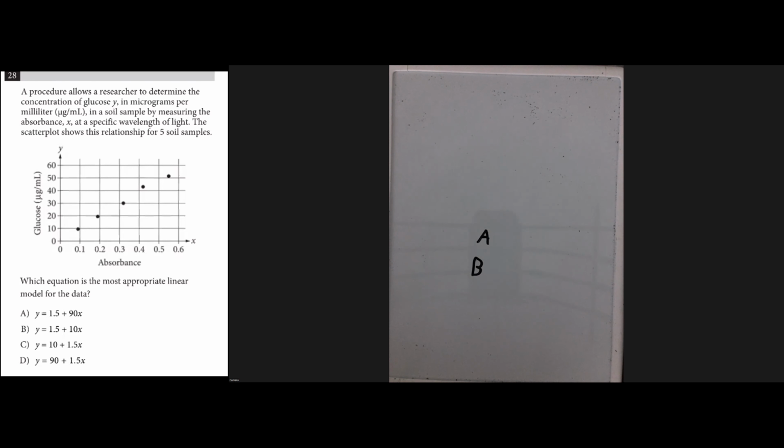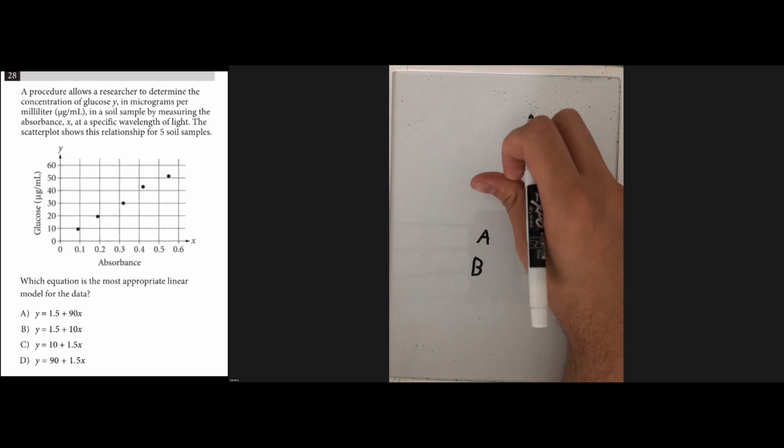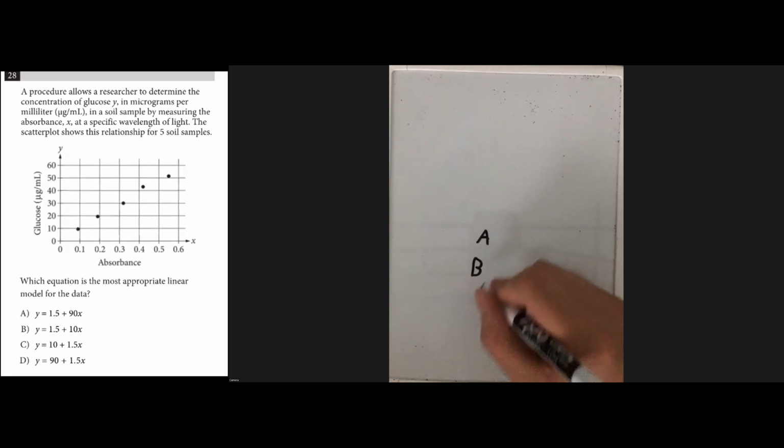And then the next part is the slope. Slope is how much y changes every time x increases by 1. For this, whenever x increases by 0.5, we get about 50. So when it increases by 1, it should increase by around 100. And so the closest to that is answer choice A, which is 90.